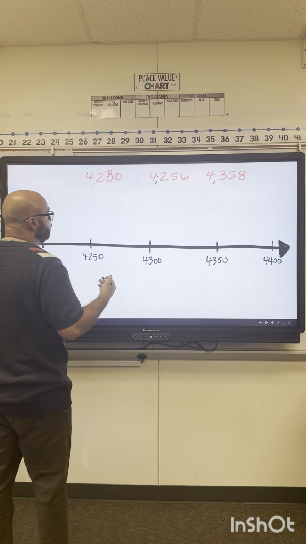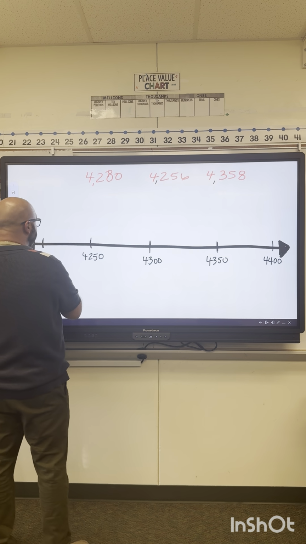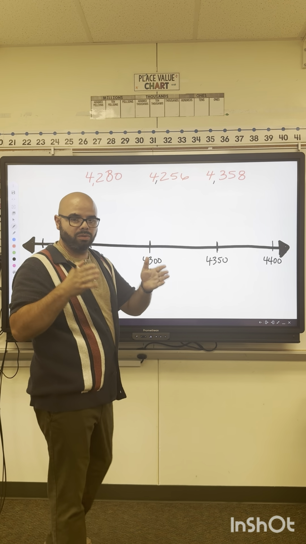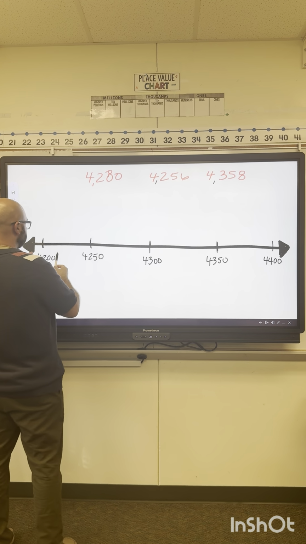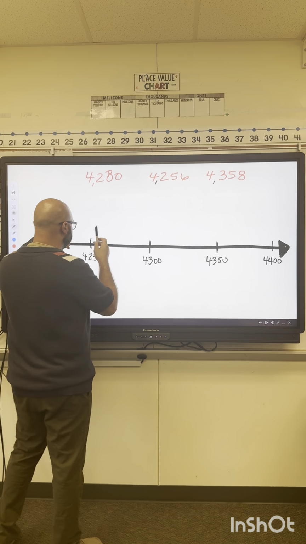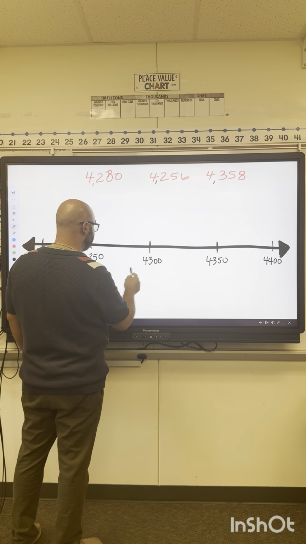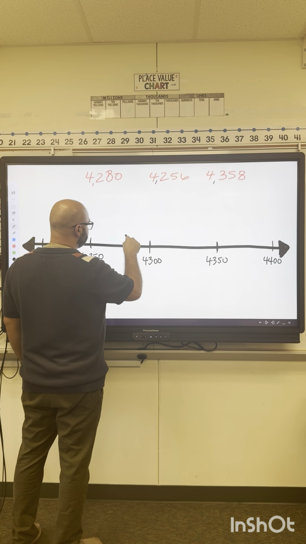And what they are going to learn, or what they've learned, is that by looking at this number and comparing it to the guide numbers, they could pretty much know where that number will fall. So 4,280, I know that is bigger than 4,200. I know that is bigger than 4,250. So that number falls closer to 4,300. So that's going to fall somewhere around here.